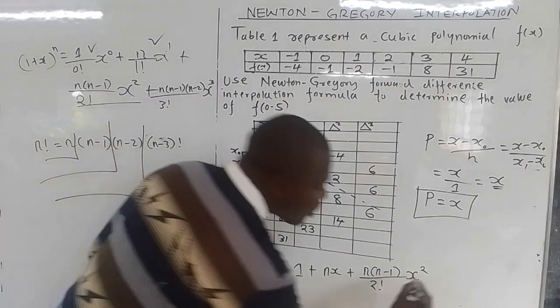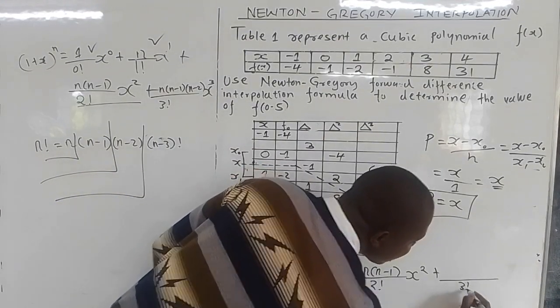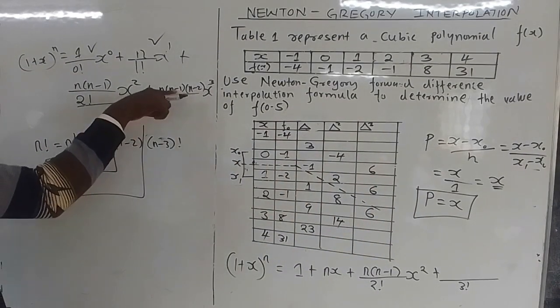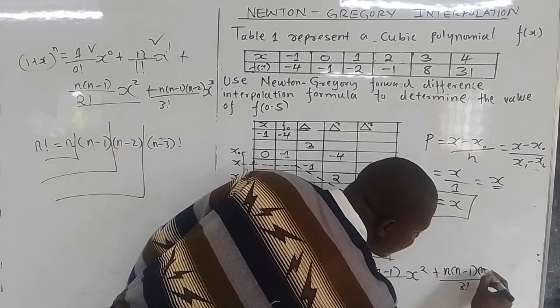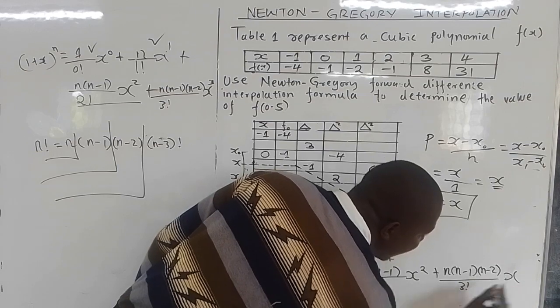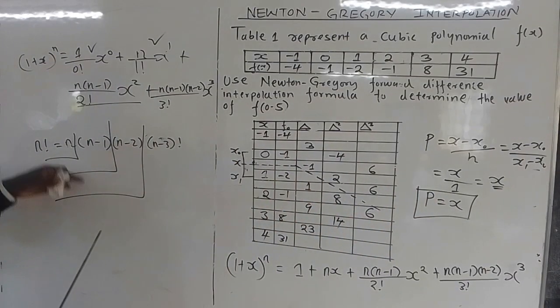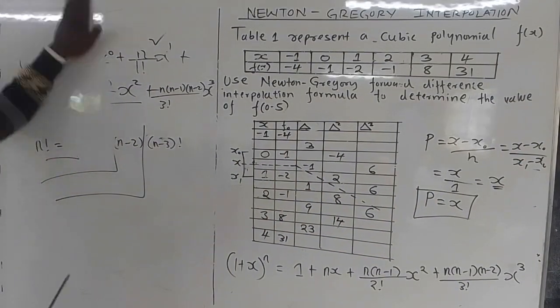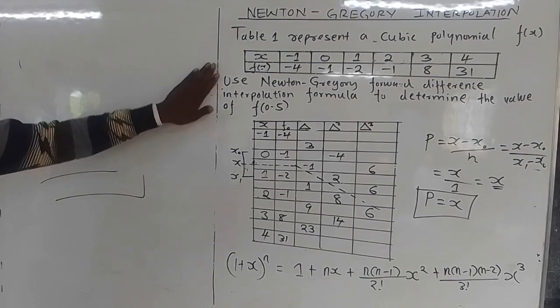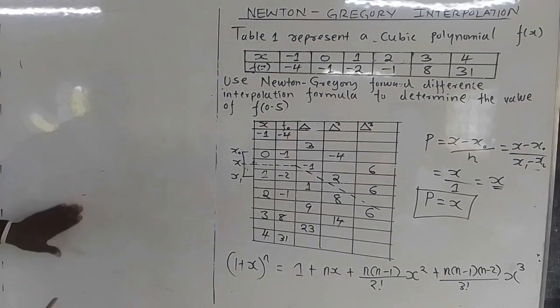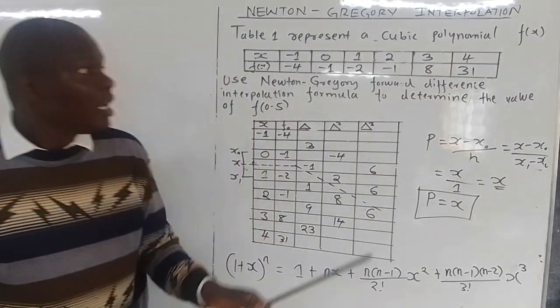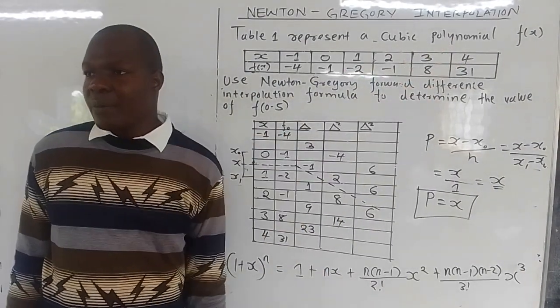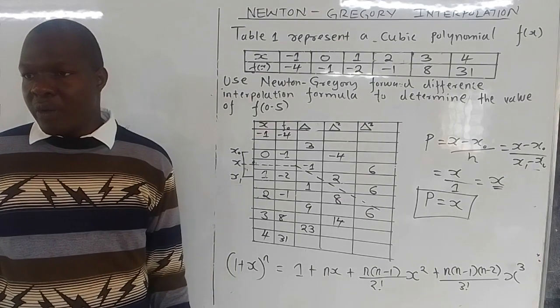Then the next term we have is the 3 factorial, and the 3 factorial means 3 times in the denominator, n into n minus 1 into n minus 2 in the numerator, then our x is raised to power 3. Are we together? The reason why we are stopping there is that we could expand it up to eternity, up to the value of n. But the reason why we are reaching x to power 3 is because we've been told it is a cubic polynomial.